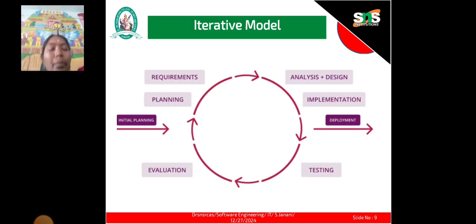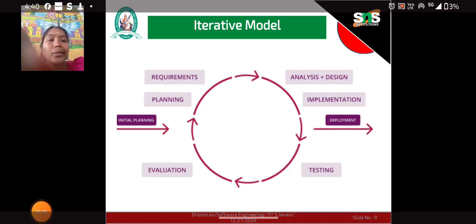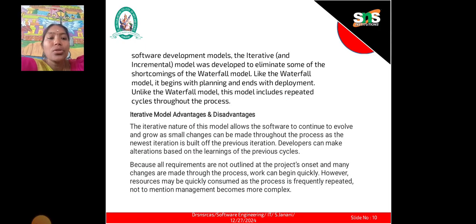Next we are going to see about the iterative model. The iterative model is represented as a continuous process. Here the initial planning is done, then requirements, what are the things required, analysis, design, implementation, testing and evaluation. We can consider the deployment for the next stage. This iterative model allows the software to continue to evolve and grow as small changes can be made throughout the process as iterations.